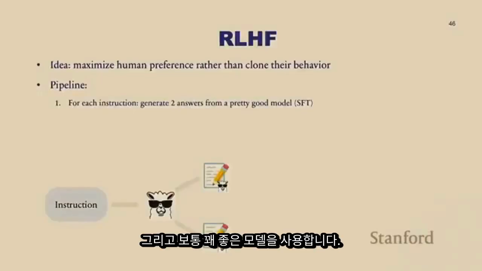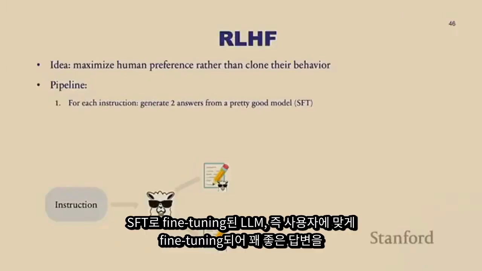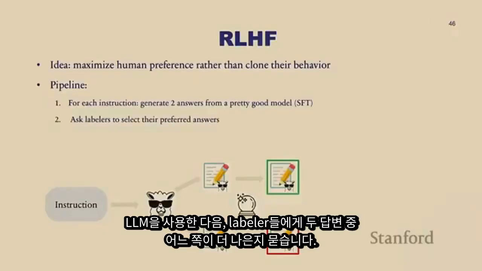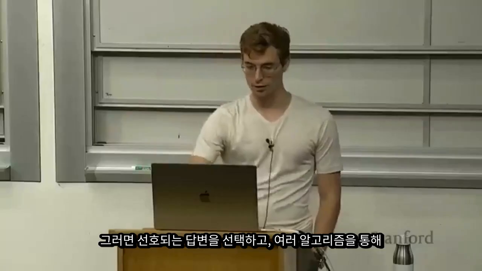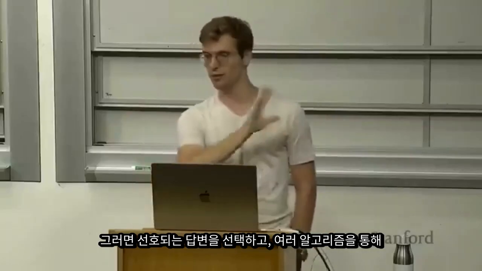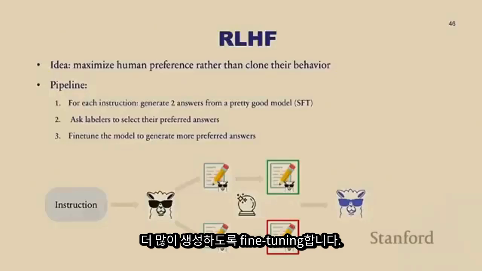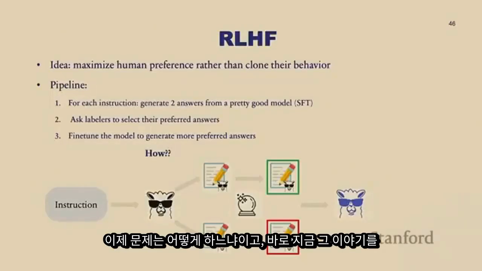And usually you use a pretty good model, so you usually don't use an LLM here, you use an SFT fine-tuned LLM already to give pretty good answers. And then you ask labelers which of these two answers was better, so select the preferred one. Then with different types of algorithms, we're going to talk about the algorithms, you just fine-tune the model to generate more of the green thing than the red thing, so more of the good stuff. So now the question is how, and we're going to talk about that right now.